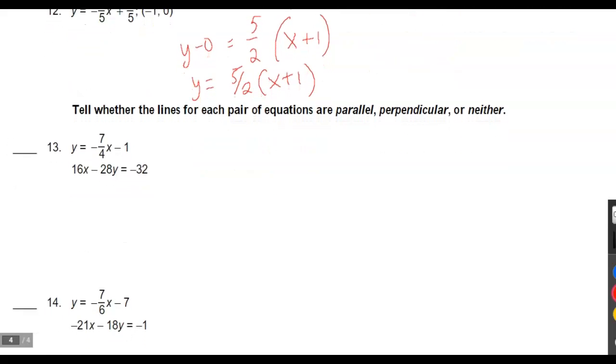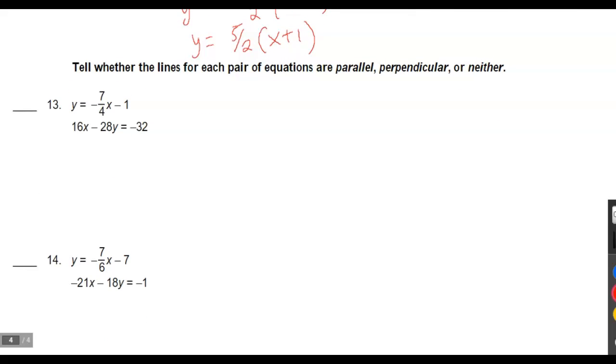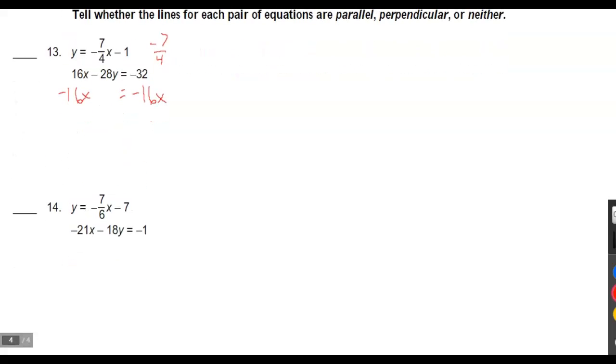They want to know if these are parallel, perpendicular, or neither. So you need to, in this case, find the two slopes. So I have a slope on this one of negative 7/4. We already know that. This one here, I have to subtract my 16x and get it to both sides. These two questions, people are not showing their work on. So again, people are getting 1 point out of 3, 1 point out of 4. And it's just costing us points that you need.